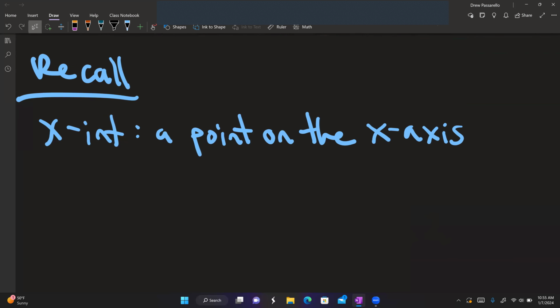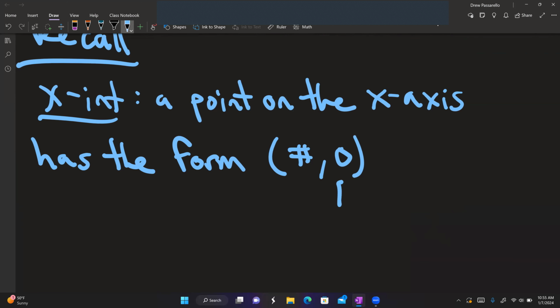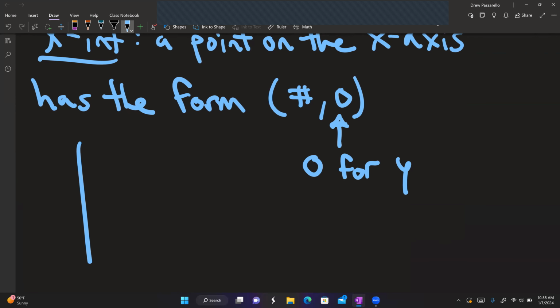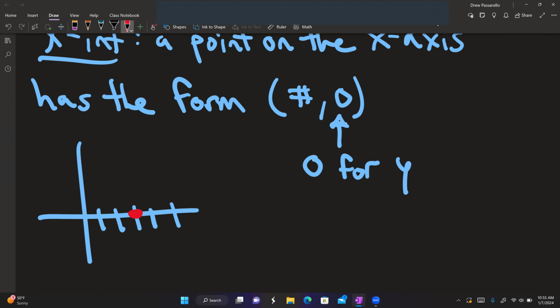And it has the form, so it's going to be some number for x and 0 for y. So it always will have 0 for the y coordinate. So if I have a point, so let's say right here, I plot this point, that's an x-intercept, and it's at 3 on the x-axis. So we'd say the x-intercept is 3.